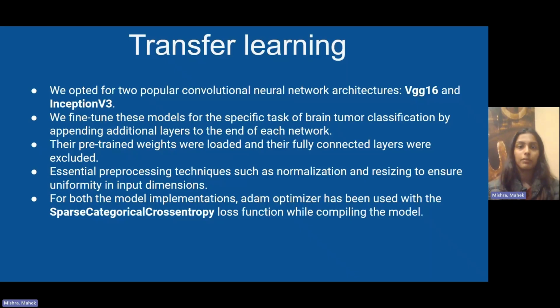After CNNs, we implemented transfer learning, where we opted for 2 popular CNN architectures, VGG16 and Inception v3. We fine-tuned these models by adding a few dense layers towards the end of the network. We loaded the pre-trained weights and excluded their fully connected layers. Pre-processing techniques like normalization and resizing were done for uniformity in input dimensions, and the Adam optimizer and the sparse categorical cross entropy loss function were used in both the model implementations.